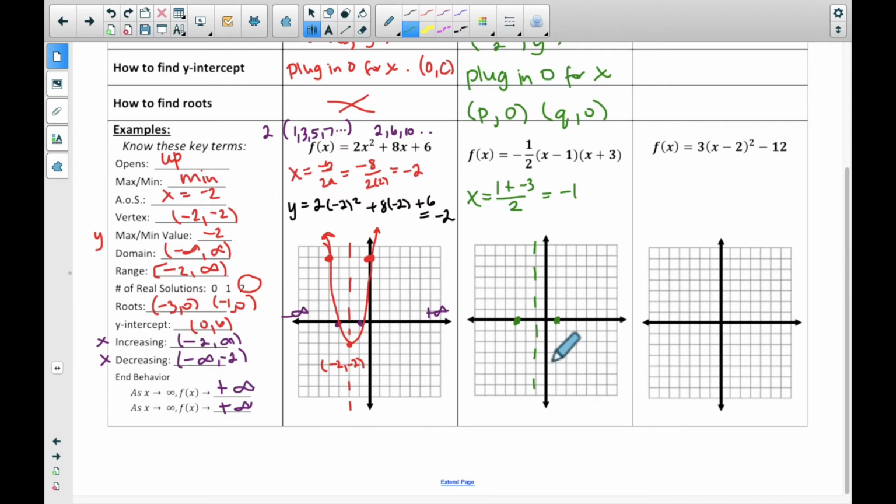To find the vertex, what I do is I take this 1 and I plug it into this equation. And I might have said positive 1 a second ago. We're taking that negative 1 and we're plugging into the equation. So I get a negative 1/2 and a negative 1 minus 1 and a negative 1 plus 3. So I'm going to put that into my calculator, and I get positive 2. And so that means that my vertex is at negative 1, 2. So I'm going to put my vertex right here.